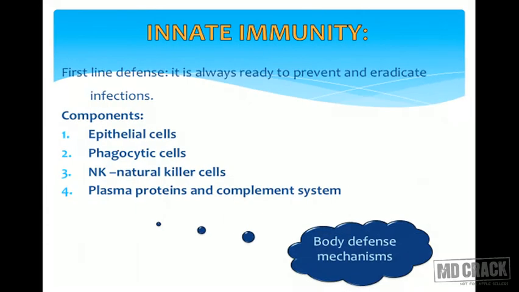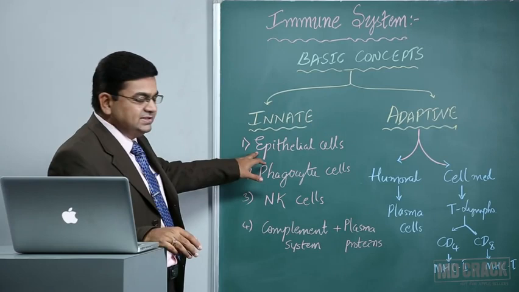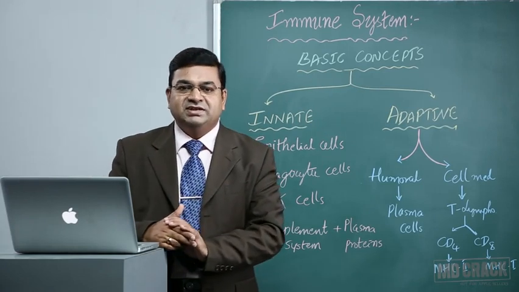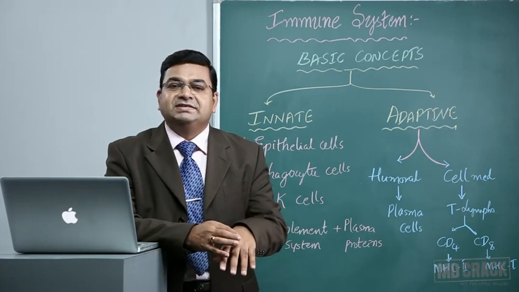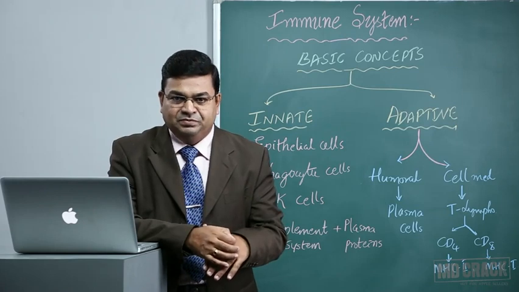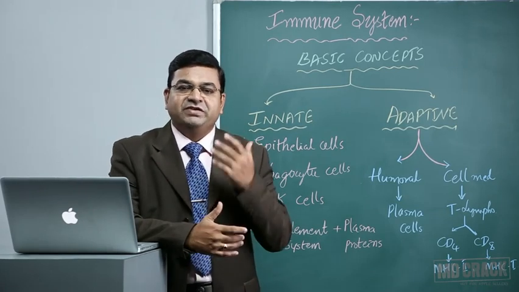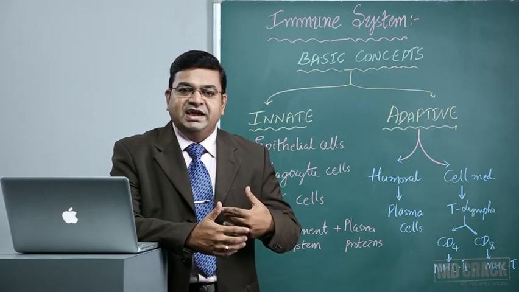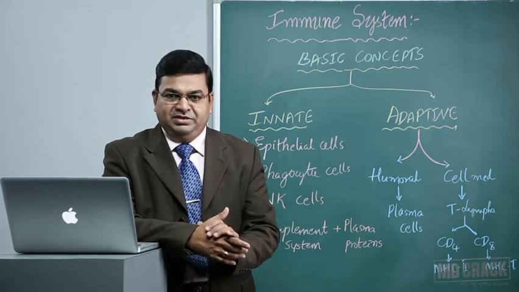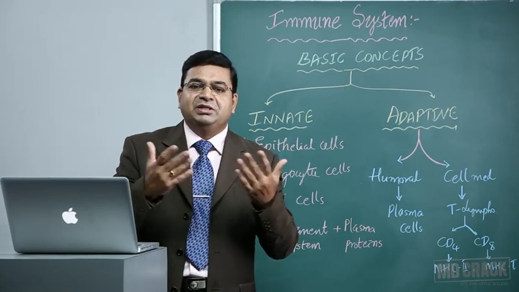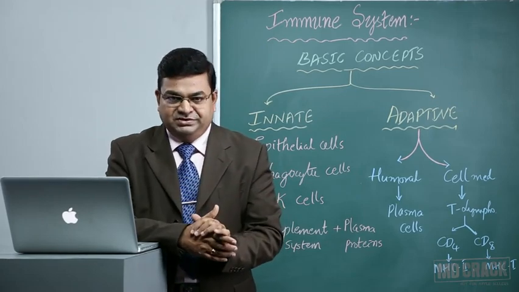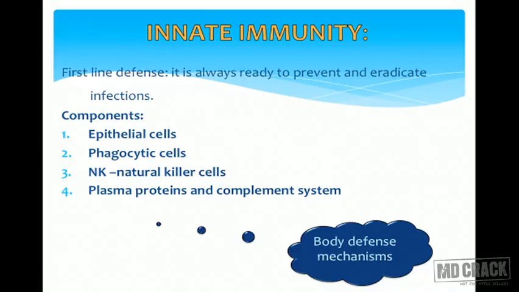The components of innate immunity, the first line of defense, consist of four things. One is the epithelial cells. Epithelial cells exist in many forms in the body. For example, skin is covered by stratified squamous keratinized epithelium. The respiratory tract is lined by pseudostratified ciliated columnar epithelium. The GI lining is simple columnar epithelium. The urinary tract lining is urothelium, transitional epithelium. All these epithelial cells are a part of the innate immune system. So our surface epithelial barriers themselves are very good defense mechanisms.